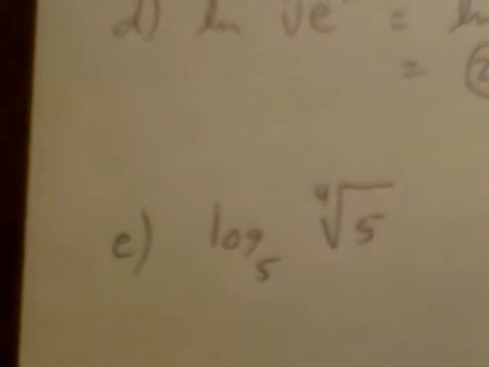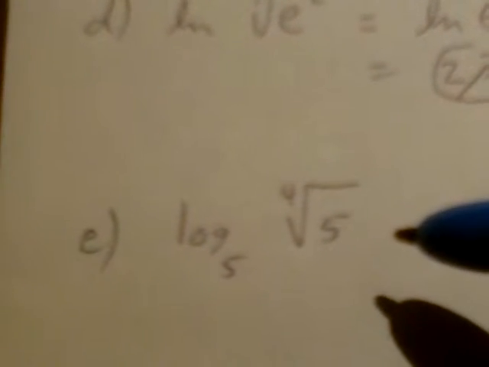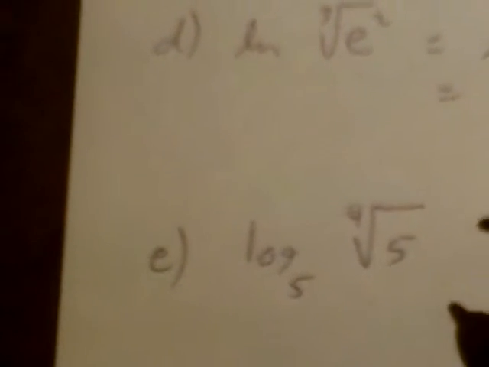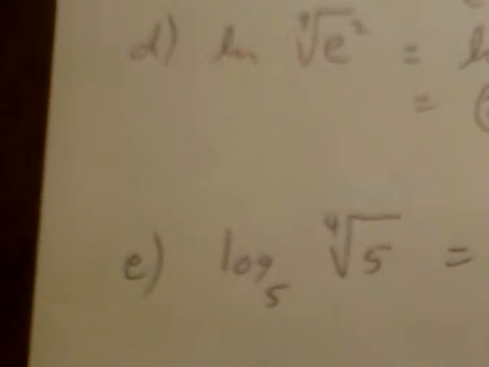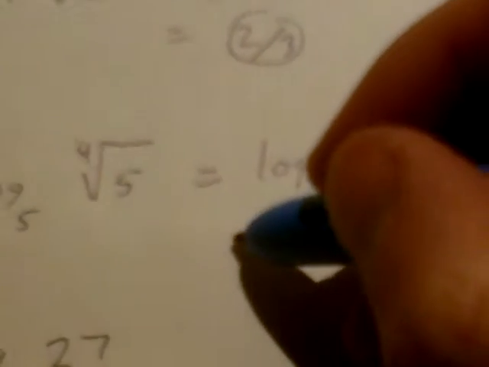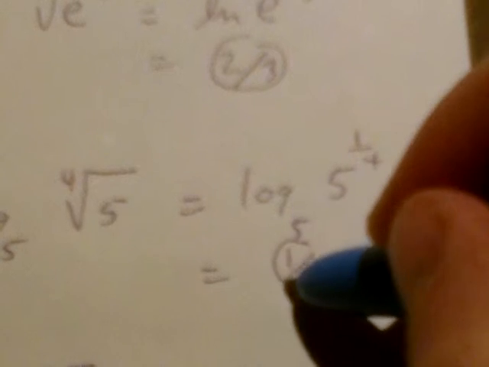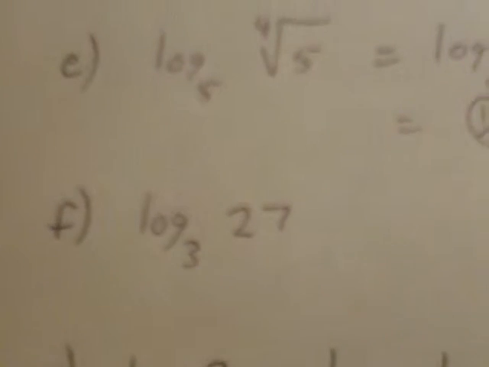Let's go down a little further, down to e. And again, we have to do a little rearranging here. So we have log base 5 of the 4th root of 5. We can, again, rewrite this slightly. So we're going to have log base 5 of 5, and the 4th root of 5, of course, is 5 to the 1/4. Sorry, need to follow the writing with the camera. And so again, log base 5 and 5 to the cancel each other out, and we're just simply left with 1/4. Nice, easy stuff.